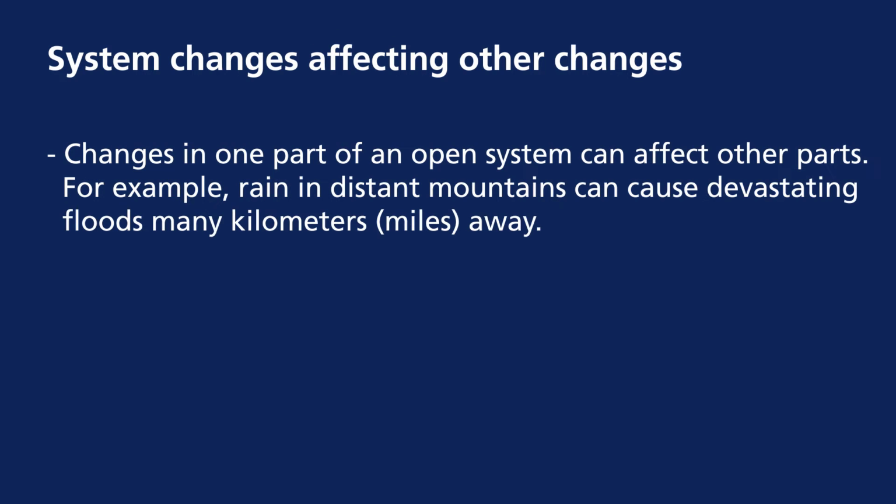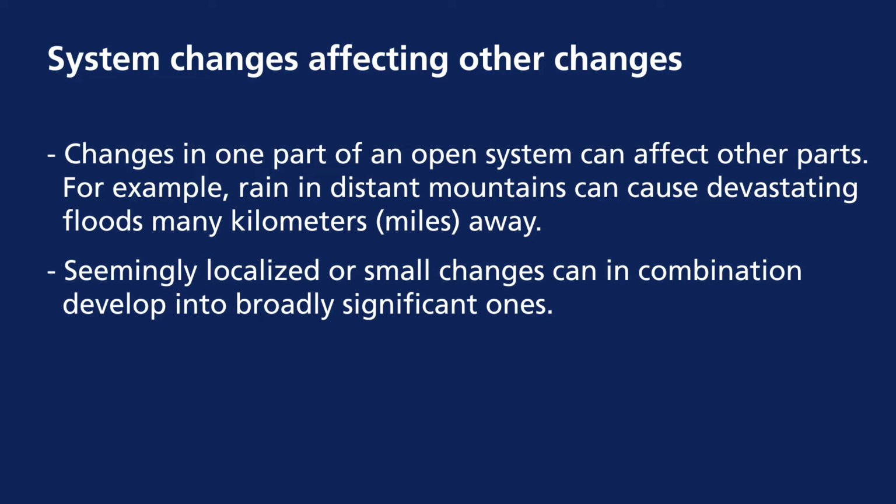Changes in one part of a system can affect another part. An example of this is that rain in the distant mountains can cause devastating floods many kilometers or miles away. Seemingly localized or small changes can, in combination, develop into broadly significant ones. This is often called the butterfly effect.